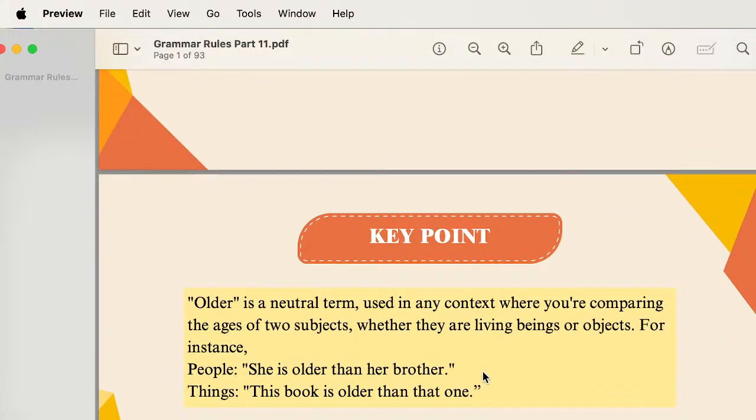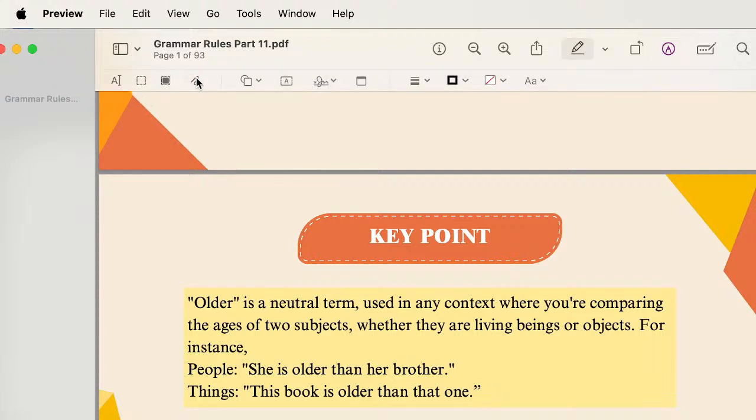Now it is a neutral term. You have to remember this. I hope you understand what neutral actually means. Neutral means it is not gender biased. It can be used when you are comparing the ages of subjects, whether they are living or objects. So it can be used for both. It is not biased towards any gender or any category. Here it is living beings and objects.